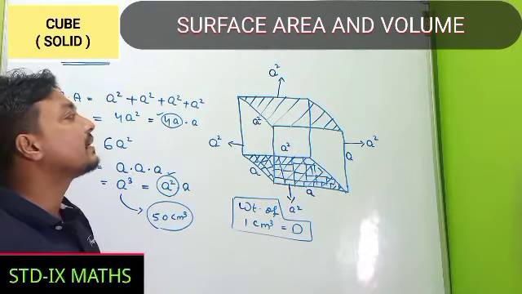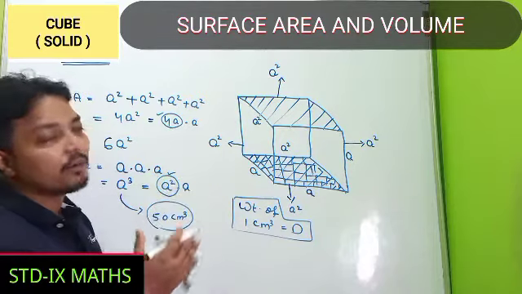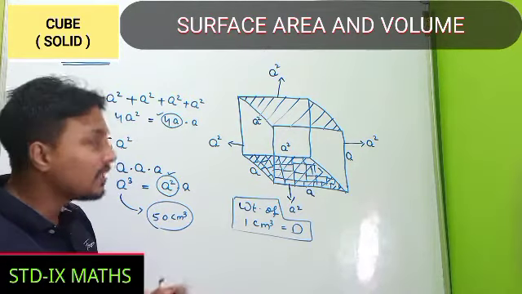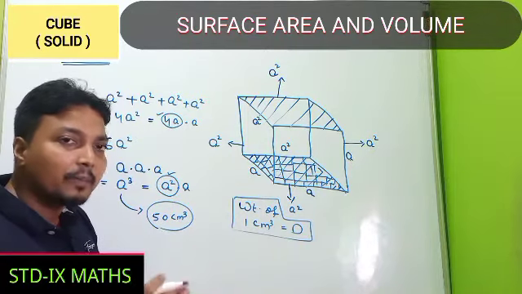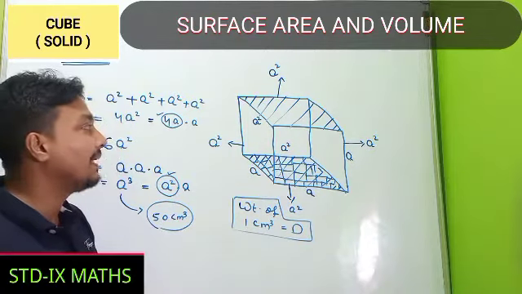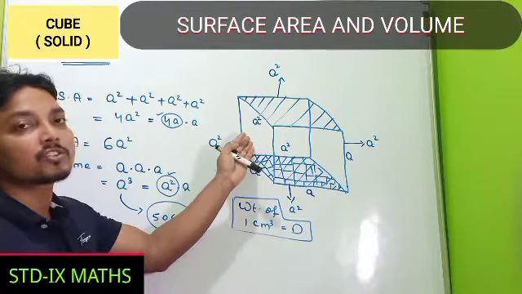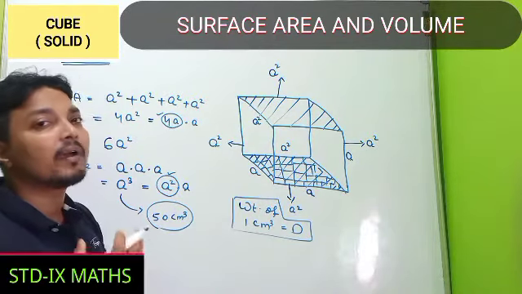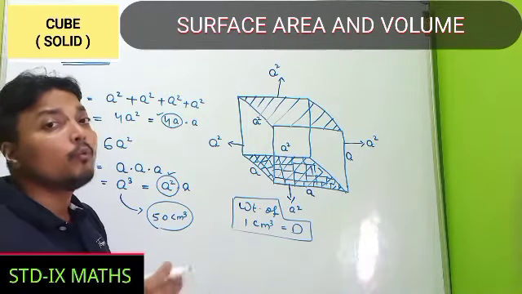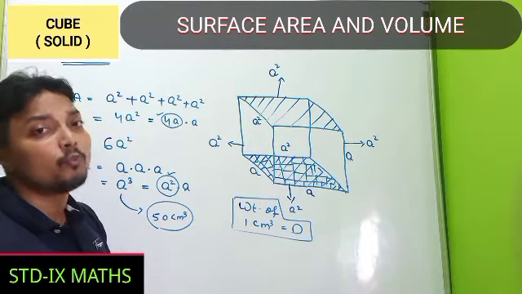Otherwise, listen, here the structure will remain the same. It means the cubical structure, the side length will be the same. But this type of structure, an iron structure, another a silver structure, another a gold structure, the weight will be different from one another.